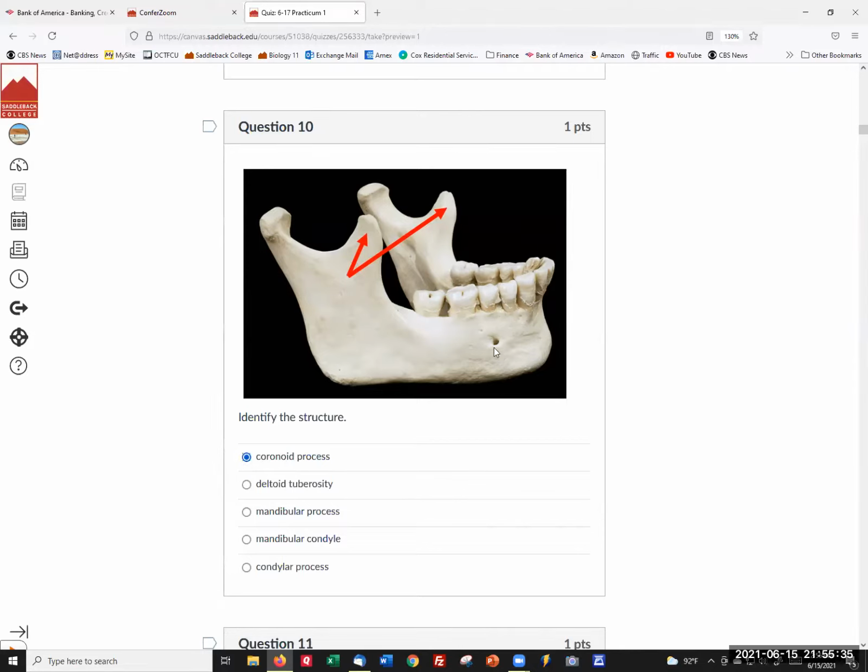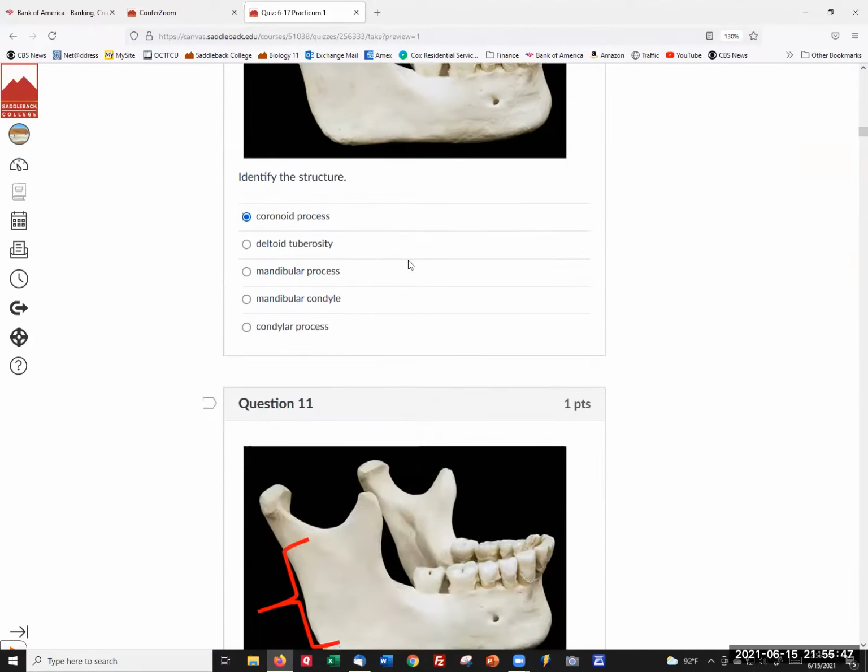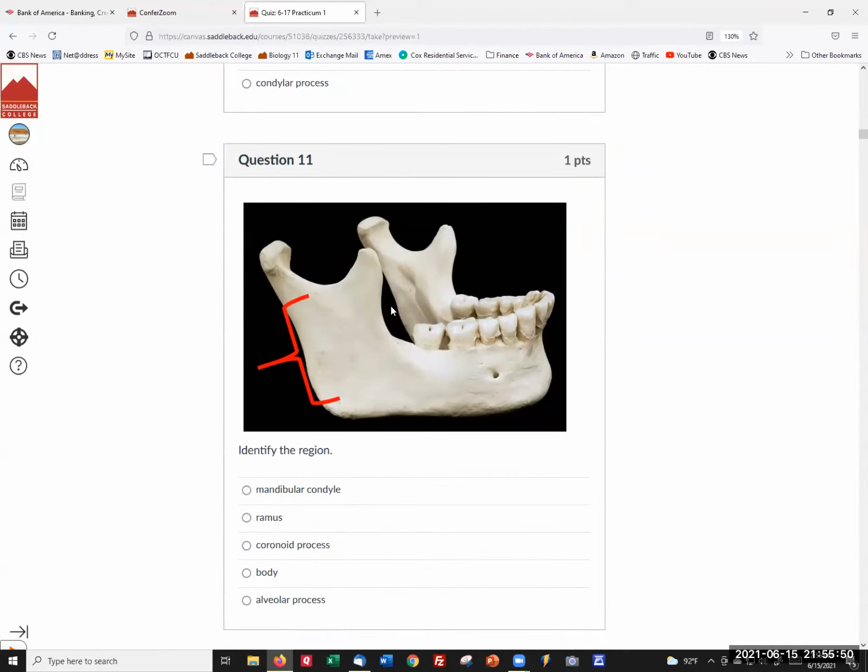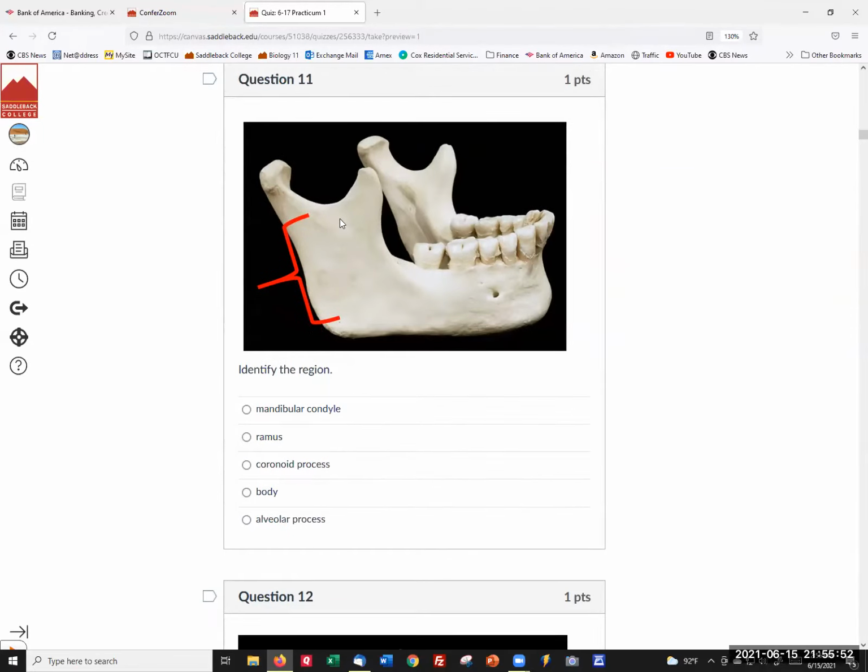Okay. Here's that mental foramen again. Probably a nicer picture to use for mental foramen. Here, this is the mandibular foramen. This part of the bone or region of the bone, look at your answers. Ramus. It's the ramus. The body runs forward and around like a horseshoe.